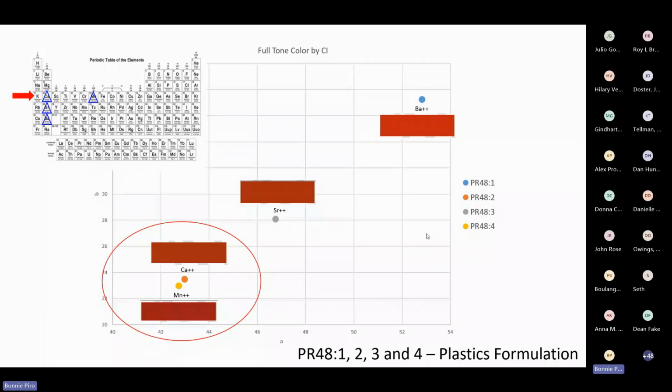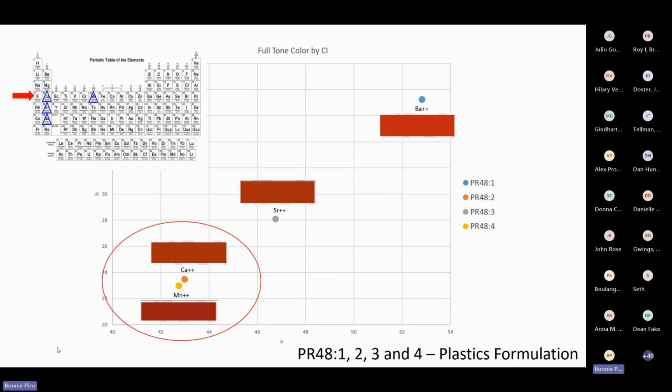So going back to, again, this is in the plastics formulation. So we're taking a look at the full tone color. So you can get a better feel, we'll be carrying through the periodic table, so you can get a reference to where the metal salts are located in the table versus the response in the particular property.